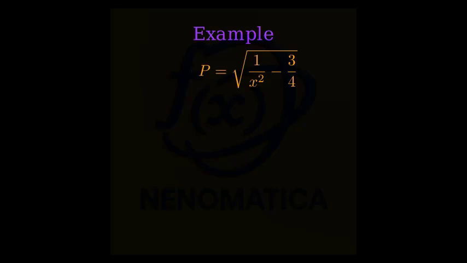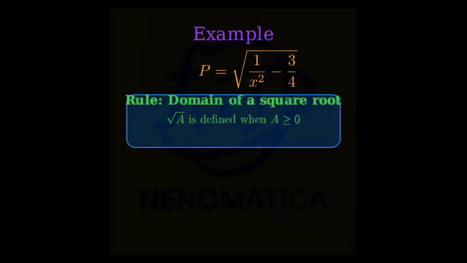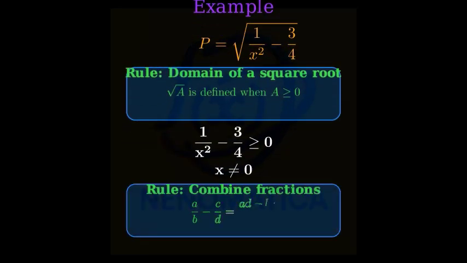Let us write the inequality for the radicand being non-negative. Then we will note x not equal to 0. Step 2. Combine the fractions into a single rational expression using a common denominator of 4x squared. Now, we write the combined form.